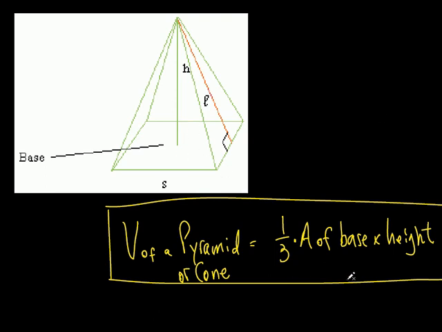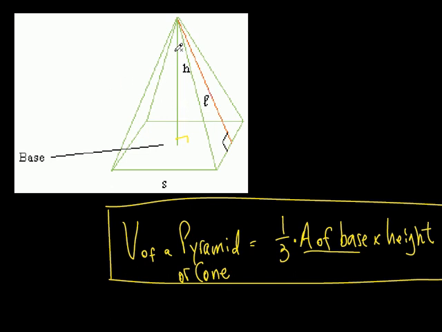Now, of course, there's not just one specific formula for this stuff. It all depends on what your base is. You might have a 5-sided, 6, 7, 8, 9, 10-sided figure on the bottom, and you've got to find the area of that particular base. But it's always 1/3 the area of the base times the height. Again, understand that the height has to be what? Perpendicular to the base. This thing could slant.